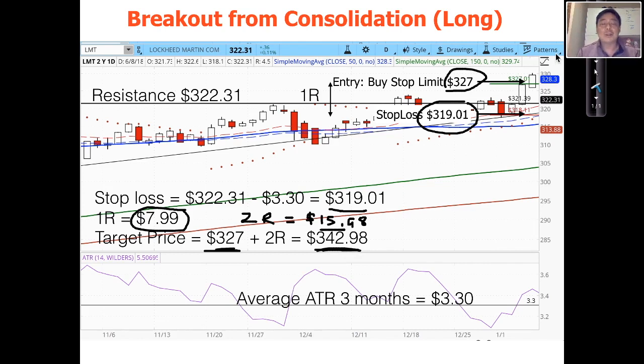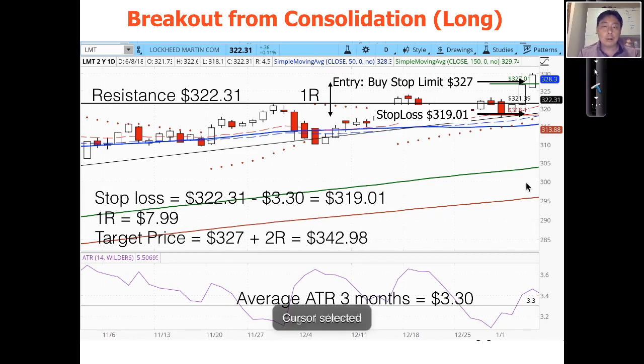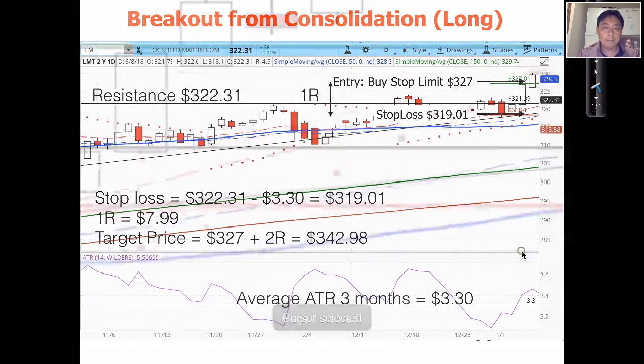Okay, so once we entered the trade, we placed 3 orders. The buy order, the stop loss, and if you want, a target price. Again, you can choose not to place a target price. You can choose to let it run and exit manually when the 20 moving average crosses below the 40. You can also do that. So let's take a look at what happened to this trade.